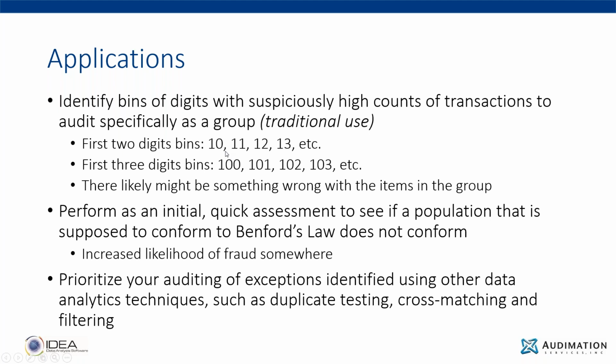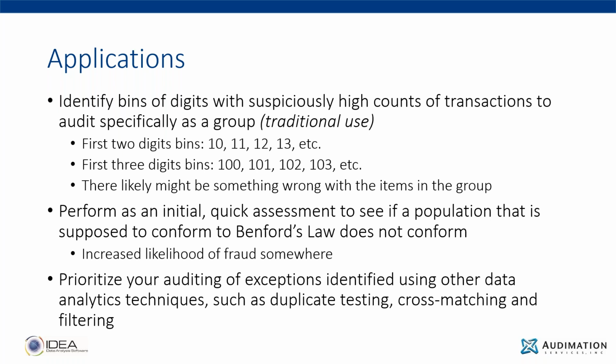The idea here traditionally has been that there's likely something wrong with the items in the group that made the frequency counts of the transactions way higher than Benford's Law naturally expected. We're going to look at that application a little bit, but we're going to focus on two other applications today. One application of Benford's Law is to perform a quick initial assessment to see if the population, if it's supposed to conform to Benford's Law, does it conform?